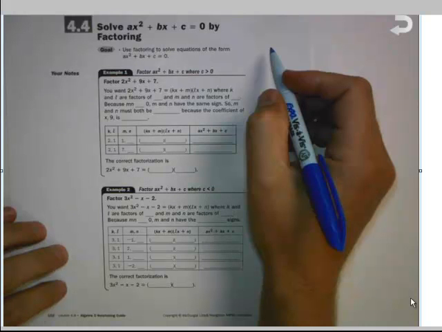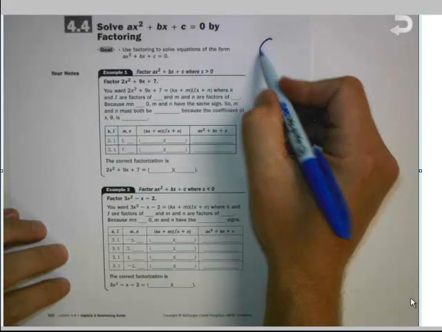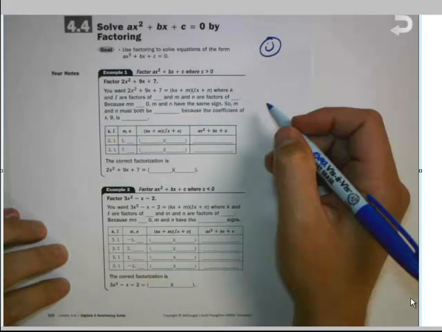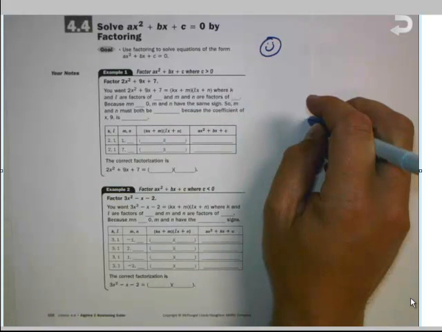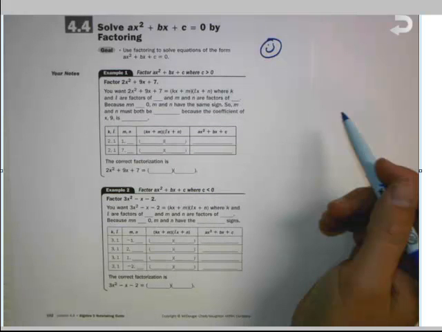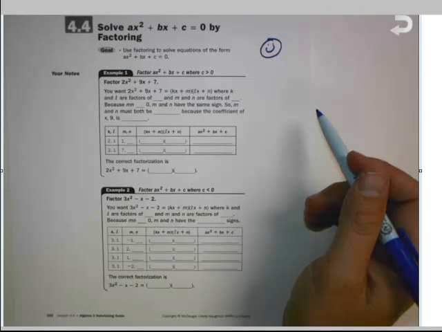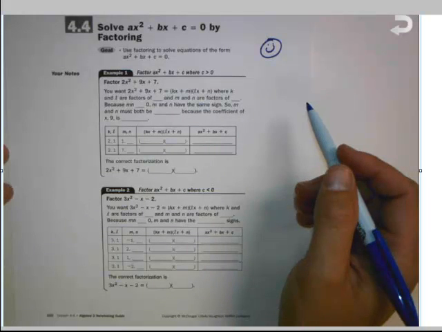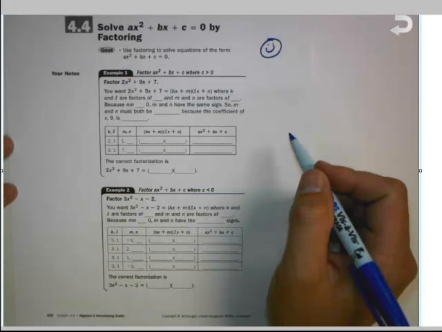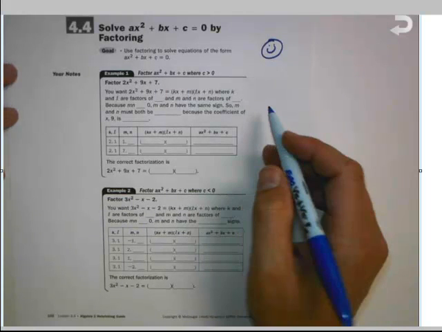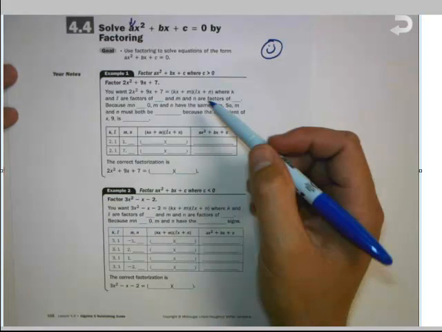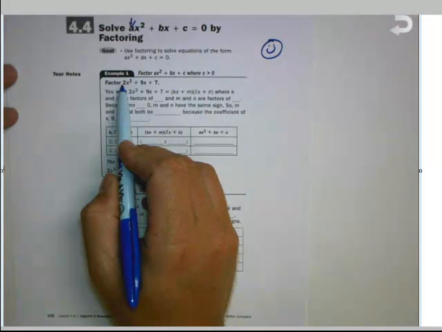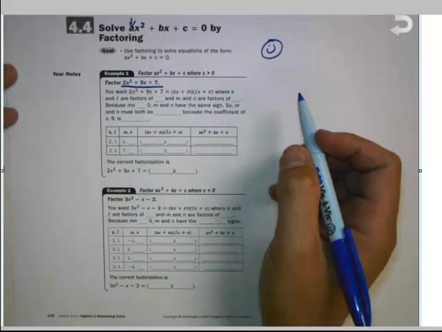All right, we're back and better than ever, talking about section 4.4 today, solving ax squared plus bx plus c equals 0 by factoring. And some of you will notice that that looks just like the last stuff we did. The only difference is that a will be some number other than 1, which makes it a little bit more complex.